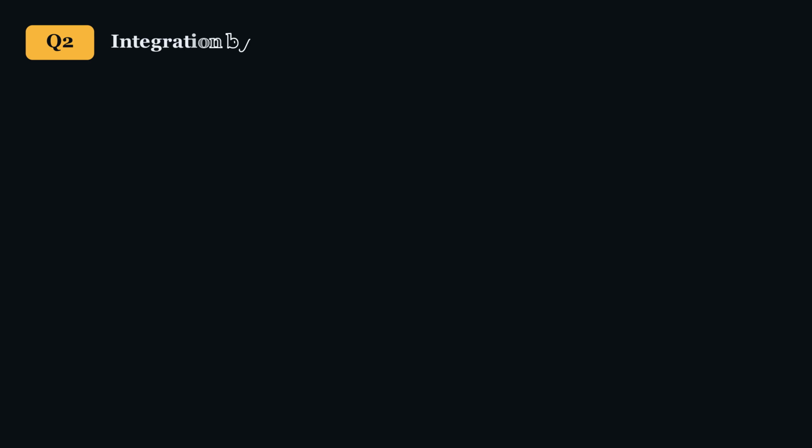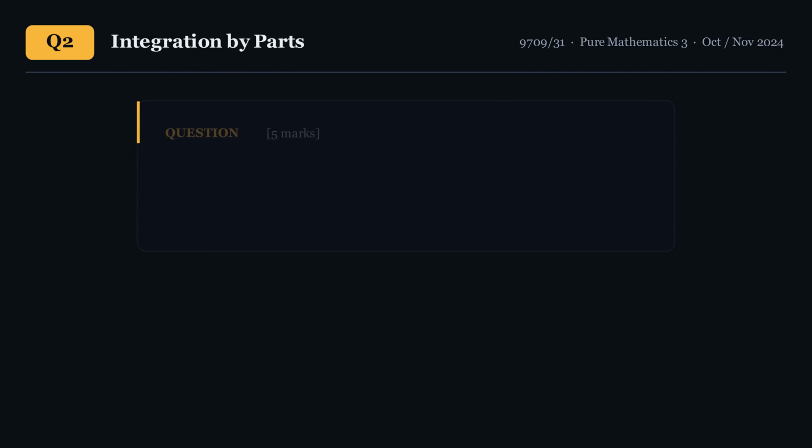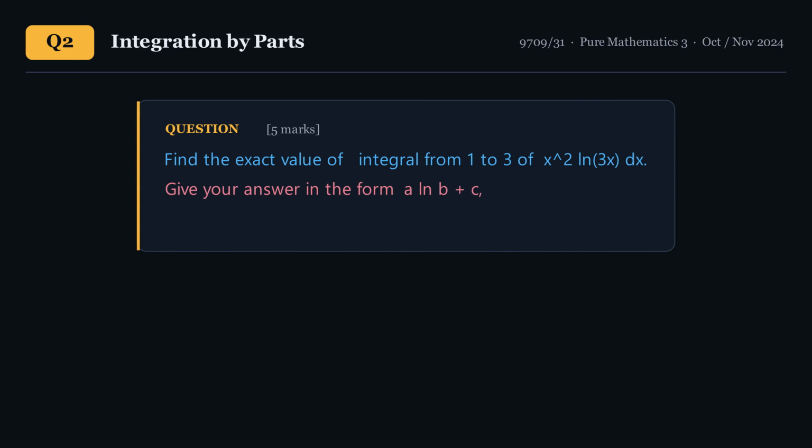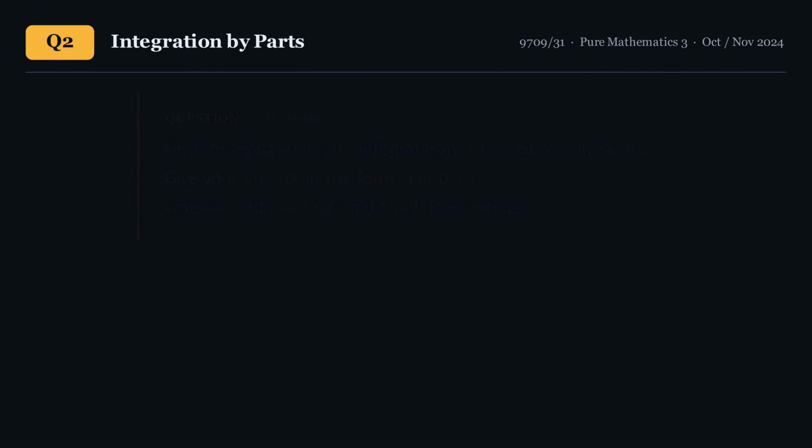Question 2. Integration by parts. Find the exact value of the integral from 1 to 3 of x squared natural log of 3x, dx. Give your answer in the form a log b plus c, where a and c are rational and b is an integer. Now let's work through the solution step by step.